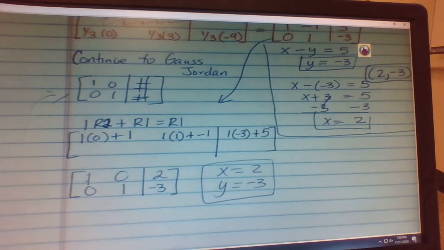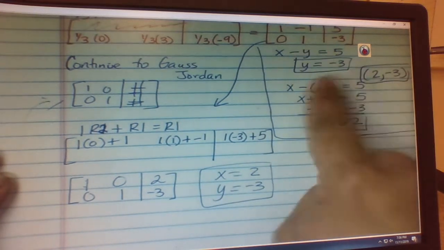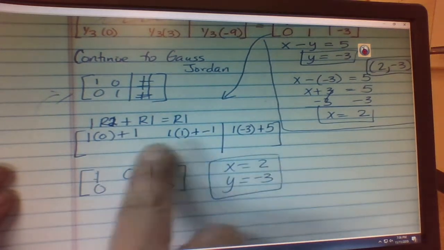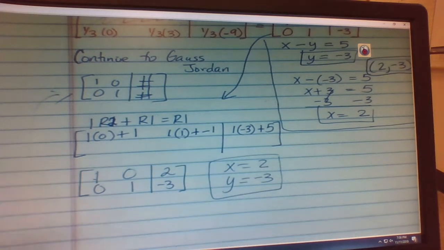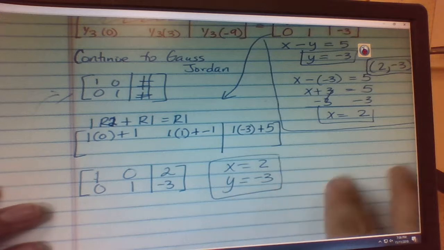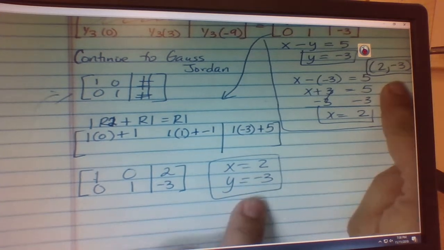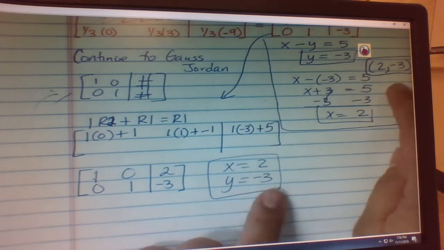So what is the difference between Gaussian elimination and Gauss-Jordan? When you do Gaussian elimination, you still have to play with your variables to find the answers. If you finish this all the way, there's your answer, you're done. You don't have to be doing any more x equals, x plus y equals blah, blah, blah. You get the same answer.